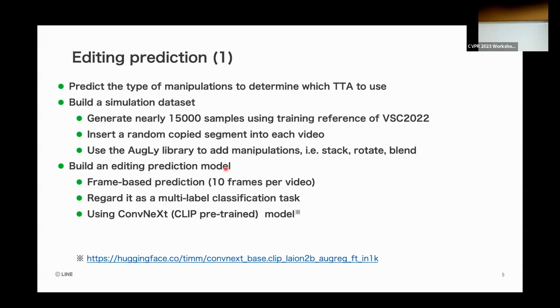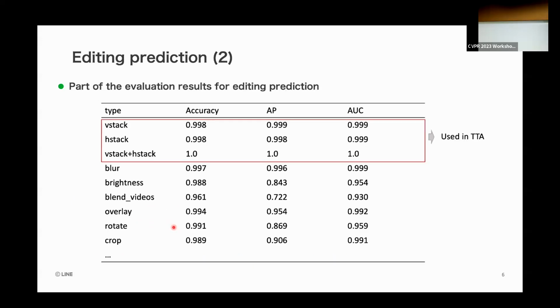After creating the dataset, we train a model that uses frame-based prediction. We extract 10 frames for each video, and we consider it as a multi-label classification task. We fine-tune ConvNeXt model to predict. Here is part of our evaluation result. Since we apply TTA on stack manipulations, we check the result of vertical stack and horizontal stack, which all have very good performance.